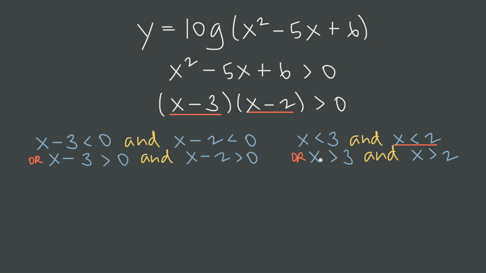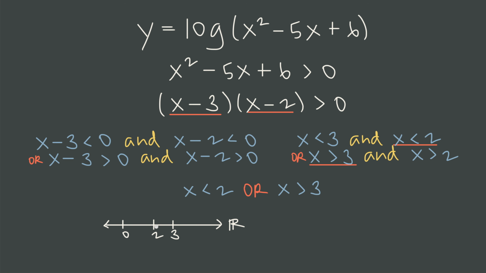And then same thing here, it has to be the case that both x is greater than 3 and greater than 2 at the same time. And the only way for that to be true is for x to be greater than 3, which means these two inequalities are the ones that govern the domain. And therefore, we have to say that the values of x in the domain satisfy x less than 2 or x greater than 3.